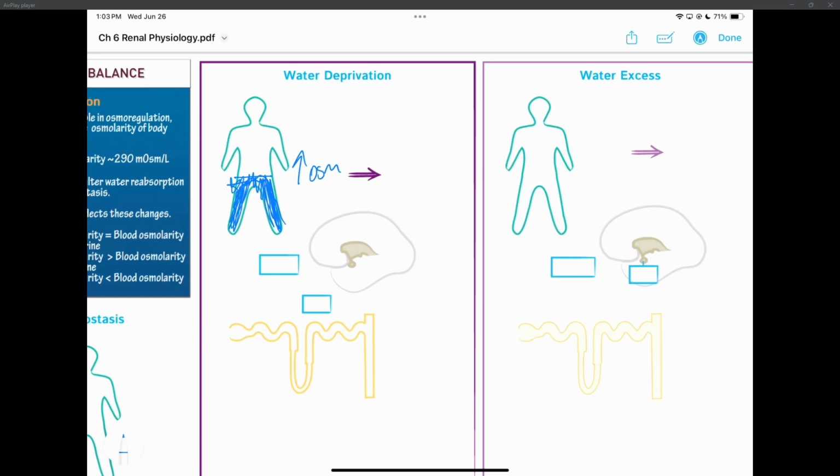This increased osmolarity goes to the hypothalamus. And then obviously later on, that's your pituitary gland. Two things are going to happen. What are two things our body does when we need water? One we just learned about, ADH. What else do we do? What happens to us when you get dehydrated?